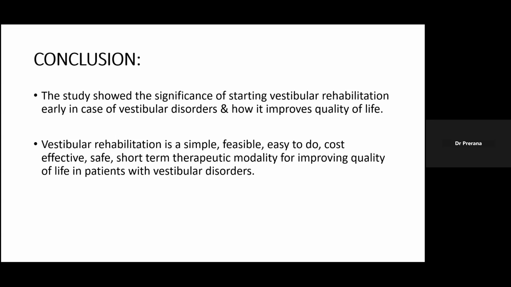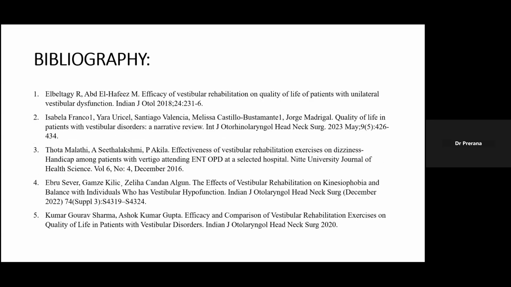So to conclude, the study showed the significance of starting vestibular rehabilitation early in case of vestibular disorder and how it improves quality of life. So vestibular rehabilitation is a simple, feasible, easy to do, cost-effective, safe, short-term therapeutic modality for improving quality of life in patients with vestibular disorder. So these are the references which I quoted in my study.